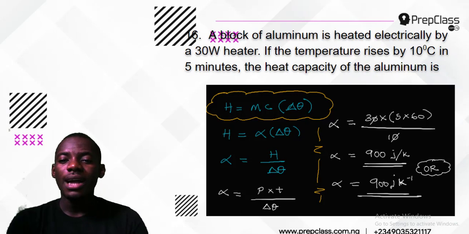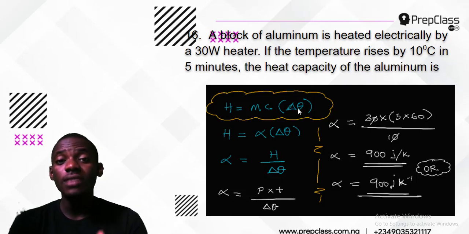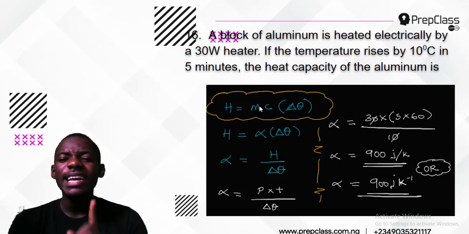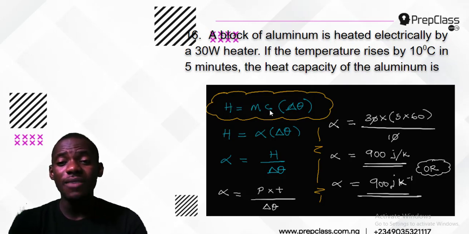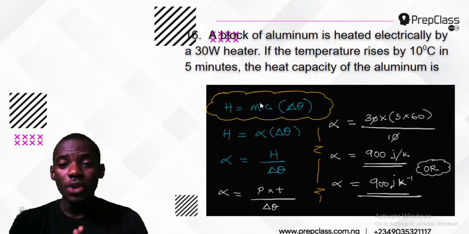Now, here is the formula. Generally, we learn in physics that H equals MCΔθ, right? H is the heat, M is the mass, C is the specific heat capacity, and Δθ is the change in temperature. Now, heat capacity itself is not heat. Heat capacity is a combination of mass and specific heat capacity. That means MC is your heat capacity. So I turn this MC into heat capacity and use this symbol. So H equals heat capacity times change in temperature.